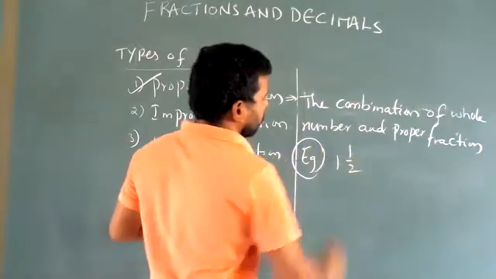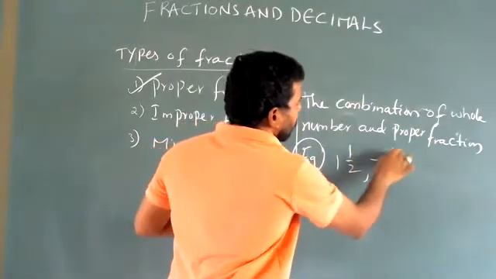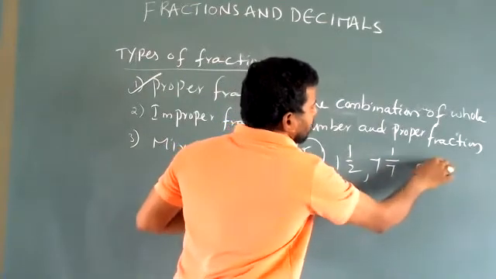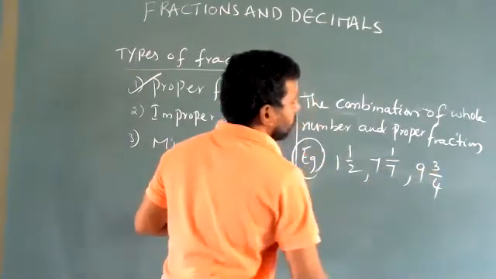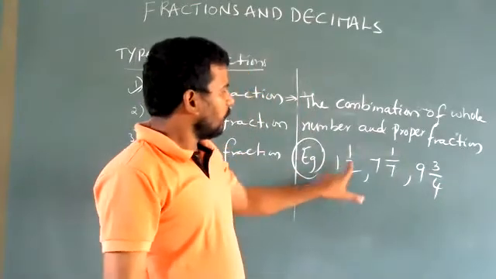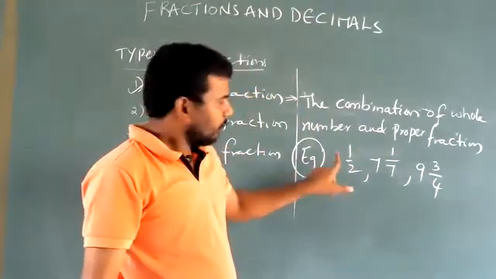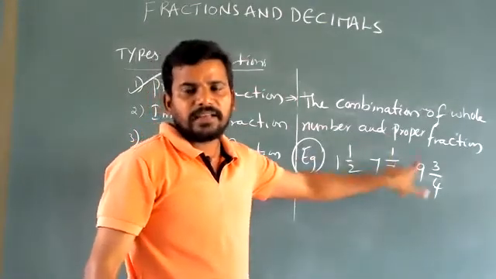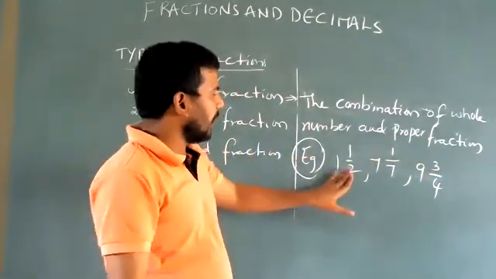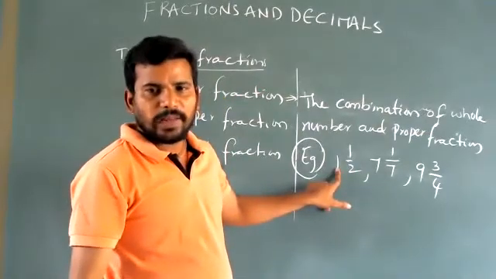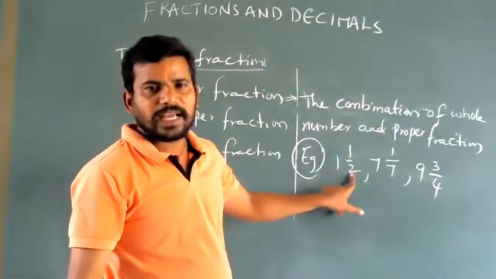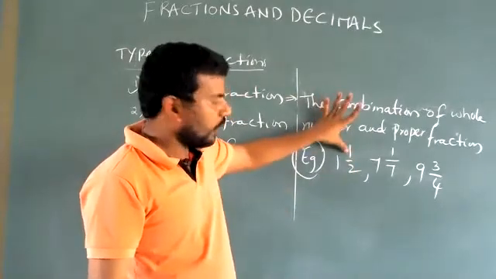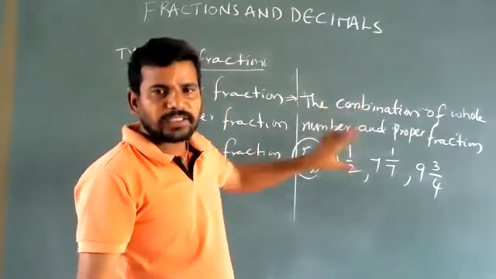1 1 by 2, 7 1 by 7, 9 3 by 4. So it's 1 1 by 2. We read 1 1 by 2, 7 1 by 7, 9 3 by 4. So here 1 is the whole number. 1 by 2 is a what, children? Proper fraction. In 1 by 2, 1 is numerator, 2 is denominator.